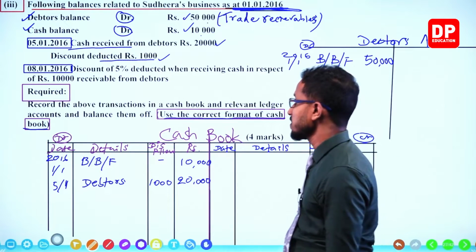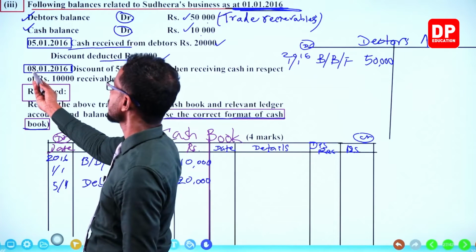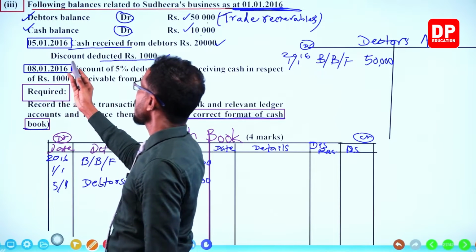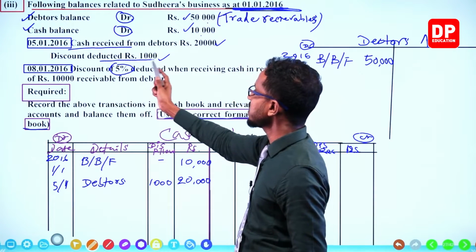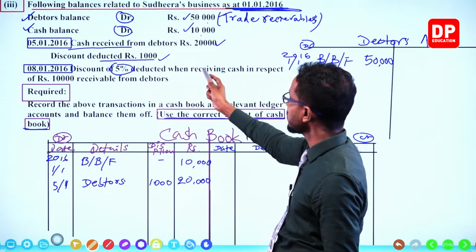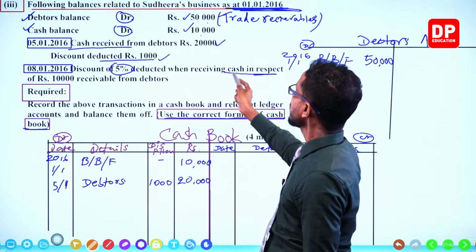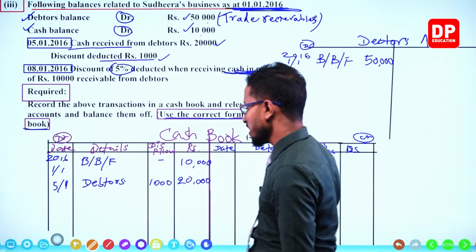But the second one, the 8th January transaction: discount of 5% deducted when receiving cash. When receiving cash, see the way they have given it.